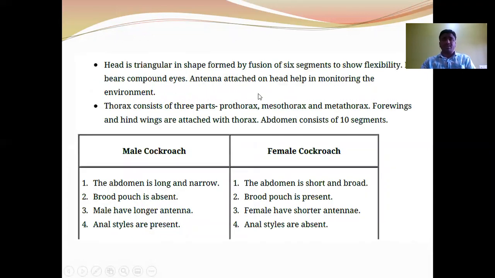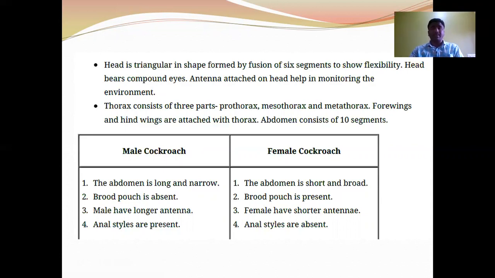First, let us start with the head. The cockroach head is hypognathous. It is small and triangular. It is attached to the body at a right angle. The head is formed by the fusion of 6 embryonic segments. It shows vigorous flexibility because of the presence of a flexible neck.